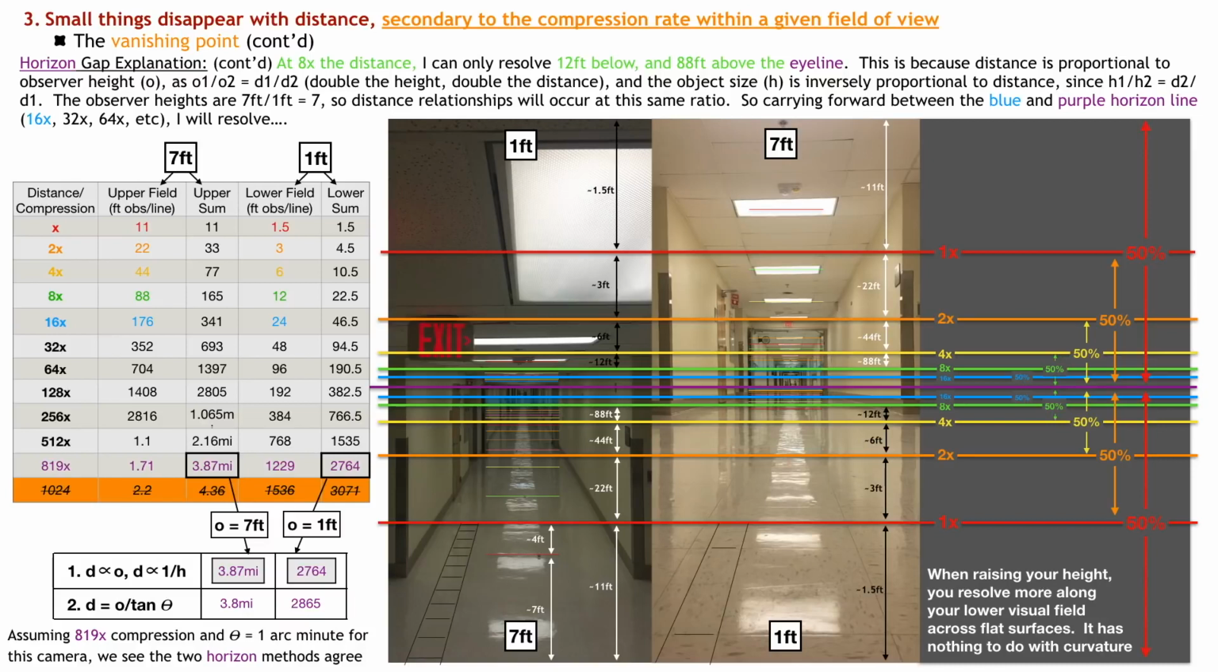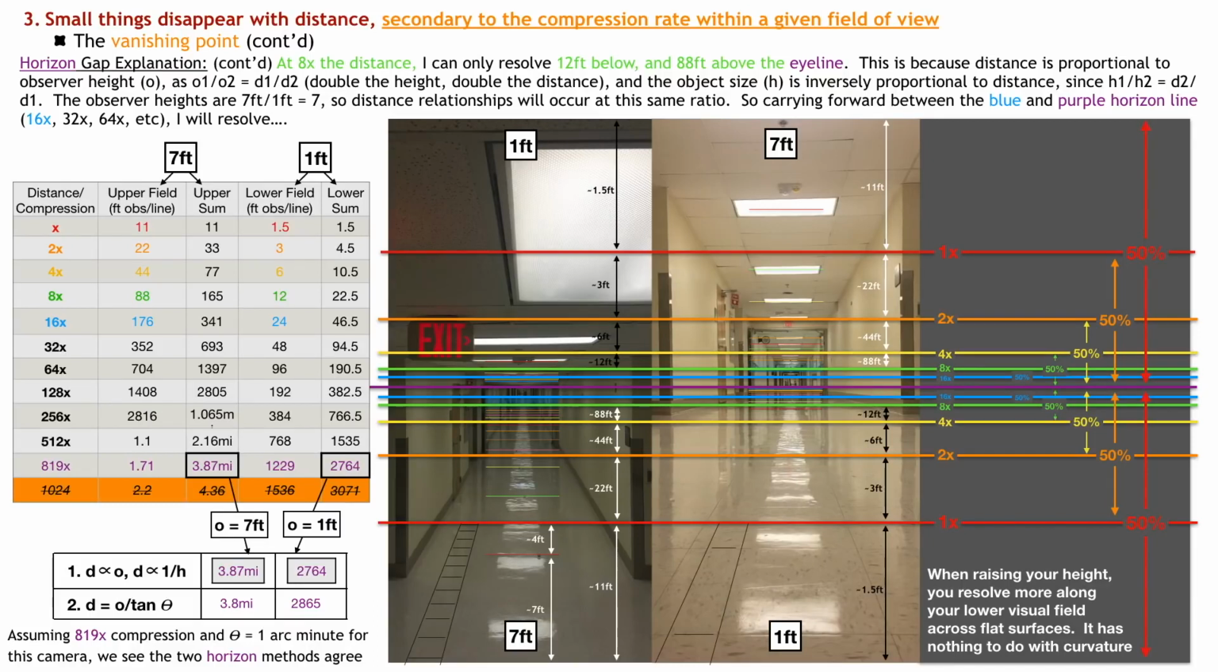So at the 8x distance, we'll say, which is that green half division, I can only resolve 12 feet below the eye line and 88 feet above the eye line, right? I'm at 12 feet below, and I'm at 88 feet above at that same 8x compression rate. This is because distance is proportional to observer height, as O, again, that's the observer height, O1 over O2 is equal to D1 over D2. So I double my height and I double the distance I can see. And again, that's in part 3, I believe, of the video series.